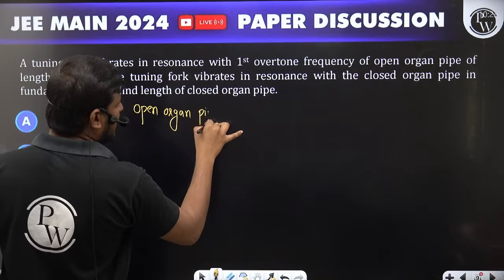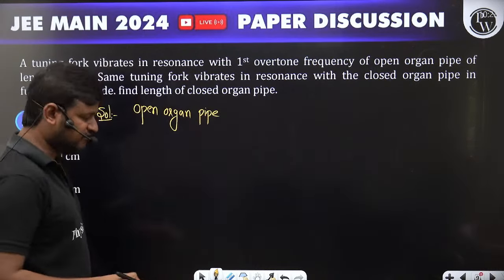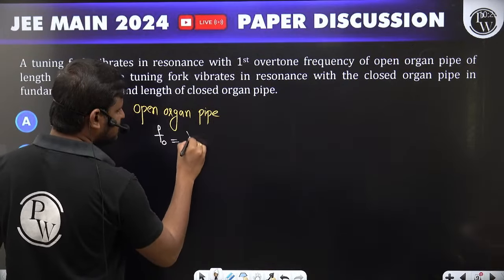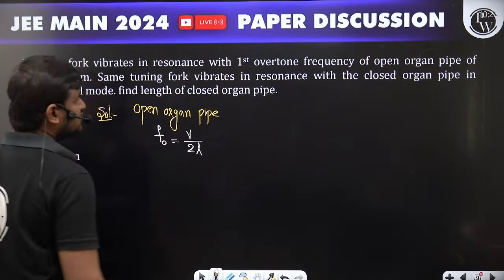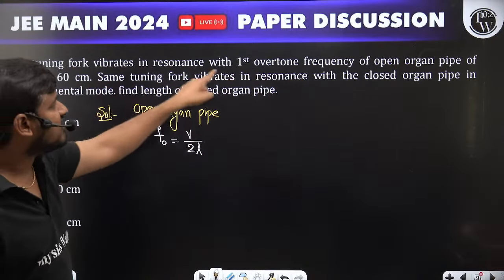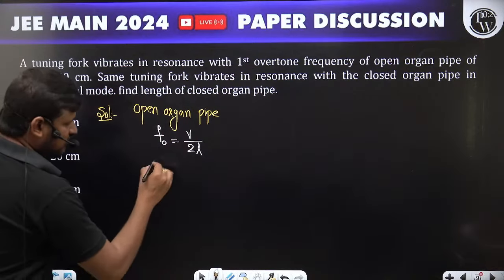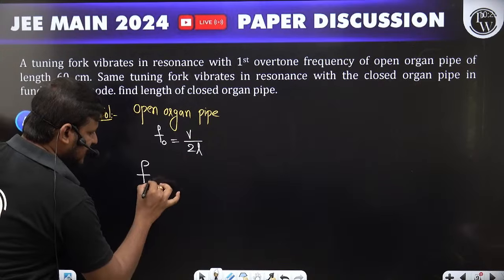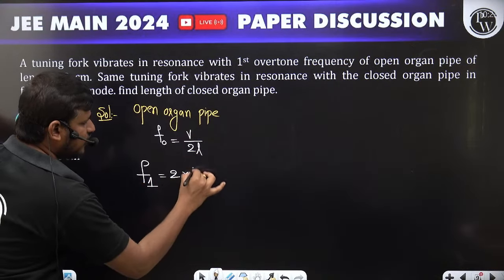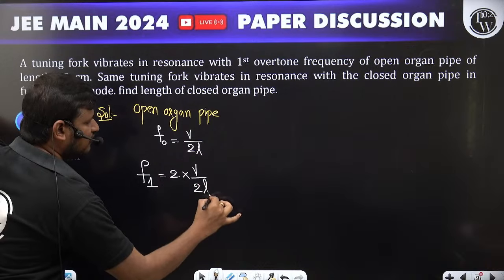So for the open organ pipe, you know the fundamental frequency, right? The fundamental frequency f0 is equal to v by 2L. They are saying the first overtone is in resonance with the tuning fork. So the first overtone, that is f1, is equal to 2 into v by 2L.